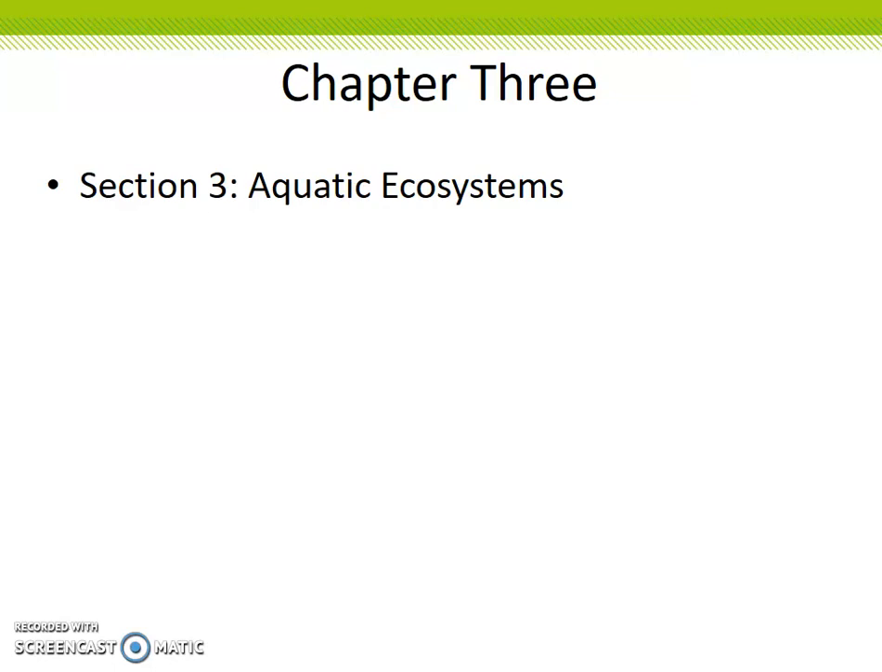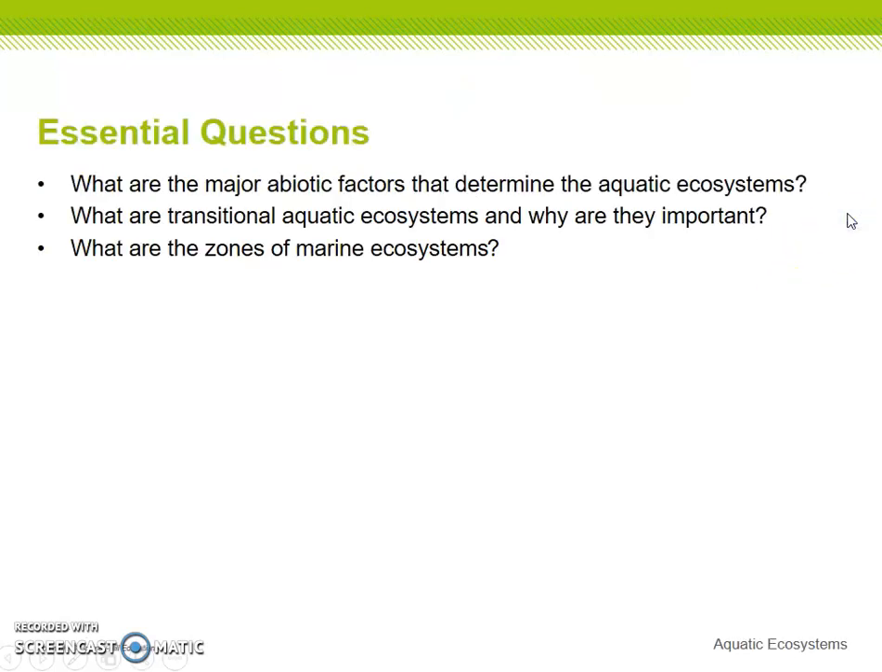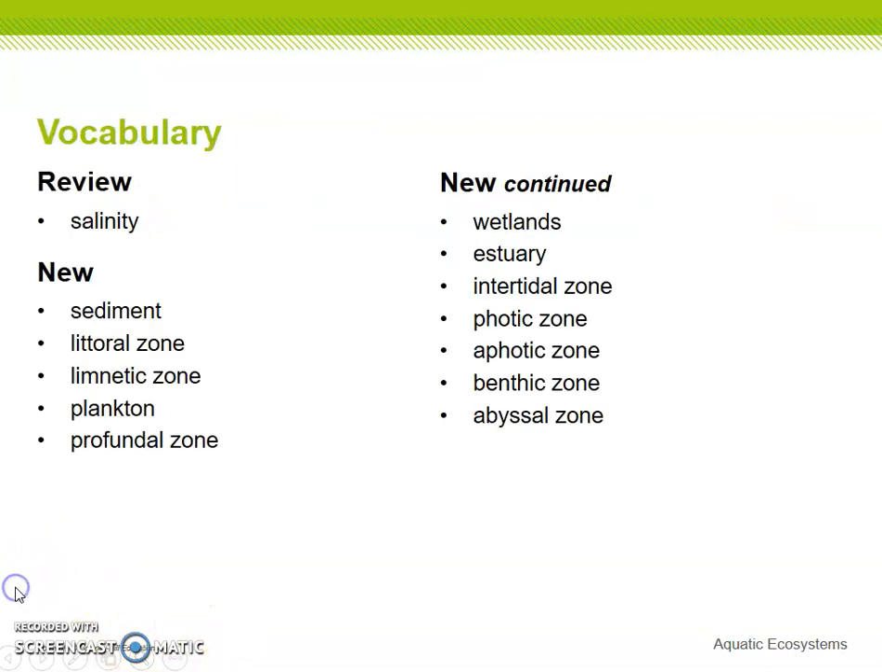Hey guys, this is Chapter 3, Section 3, Aquatic Ecosystems. Our essential questions, there are 3 of them. What are the major abiotic factors that determine the aquatic ecosystems? What are the transitional aquatic ecosystems and why are they important? And what are the zones of marine ecosystems? Hopefully by the end of the video you can answer all 3 of those questions.